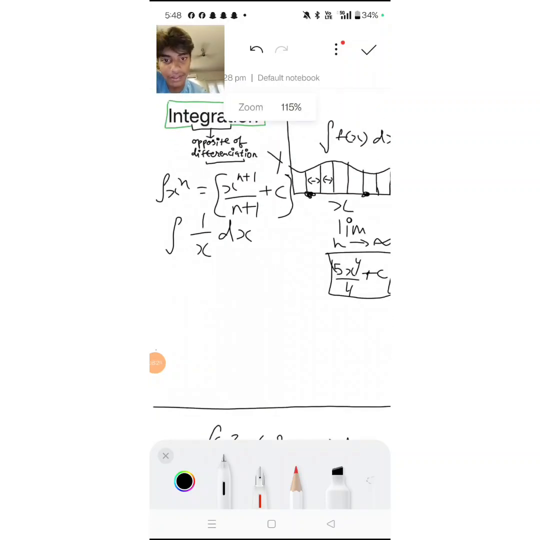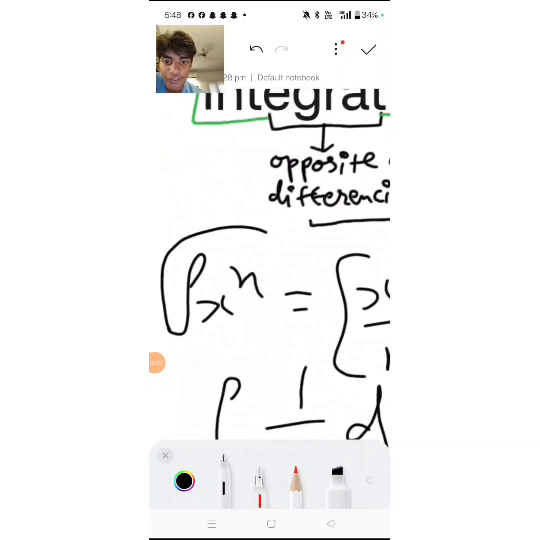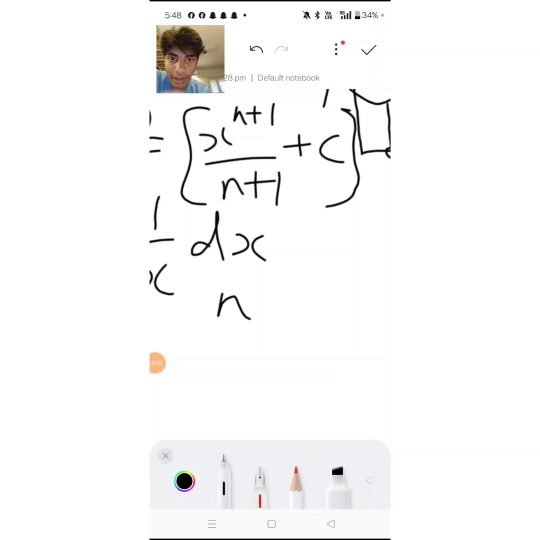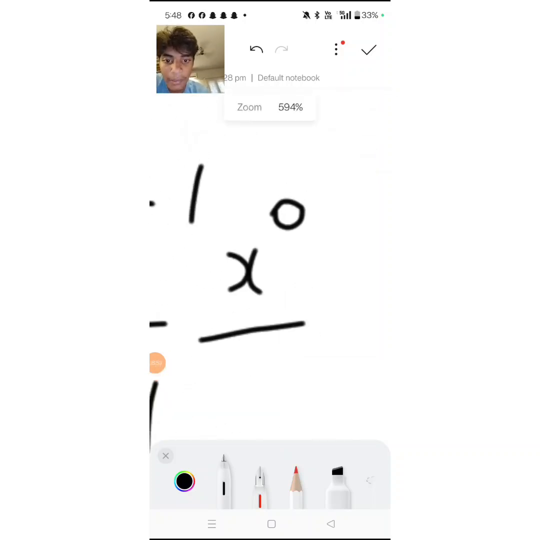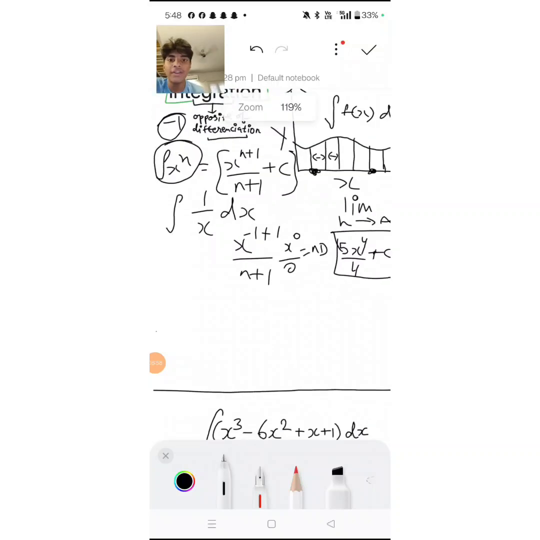Tell me the answer quickly. In fact, it is not possible. Why isn't it possible? Because this rule applies to every single power except for minus 1. Because see, it is x raised to n plus 1 divided by n plus 1. So when your n is minus 1, this becomes x to the power of 0 divided by 0, right? And you cannot divide by 0. This would be not defined. So for that reason, this would not apply.